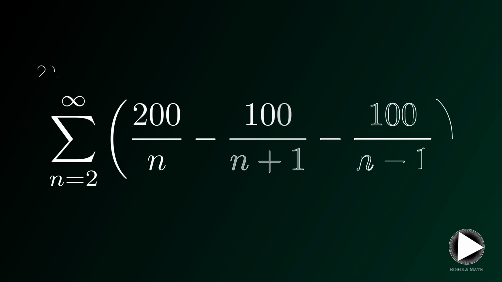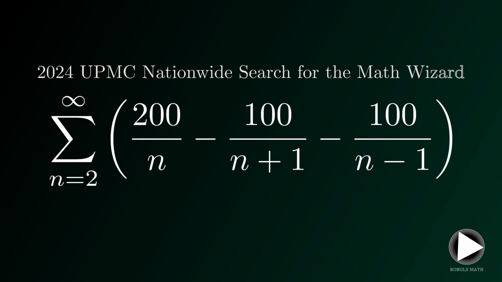Find the sum of 200 over n minus 100 over n plus 1 minus 100 over n minus 1, from n equals 2 to infinity.